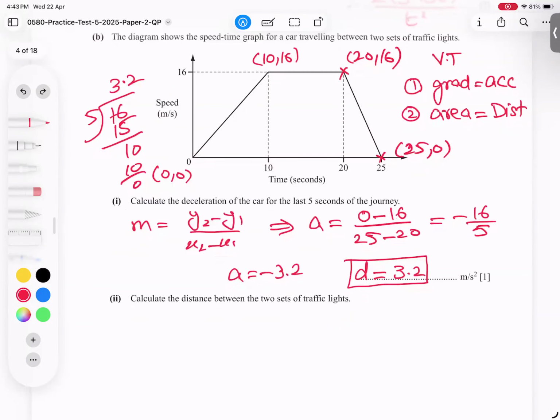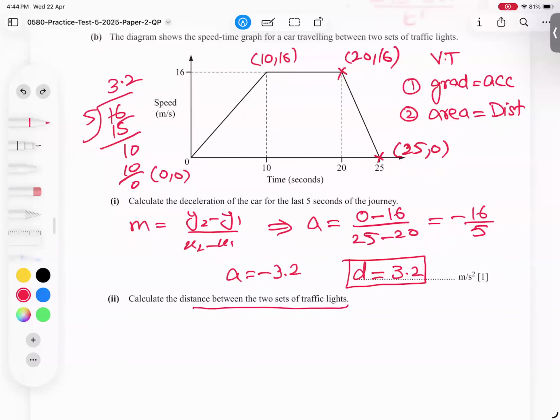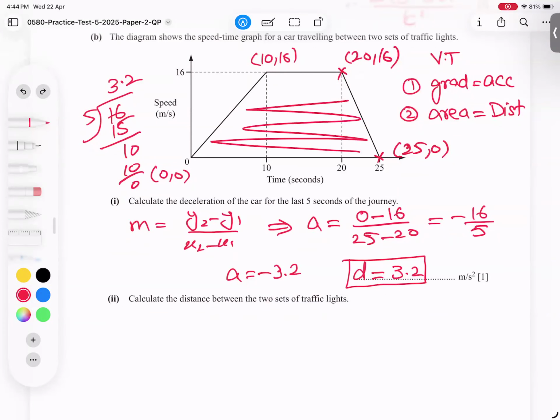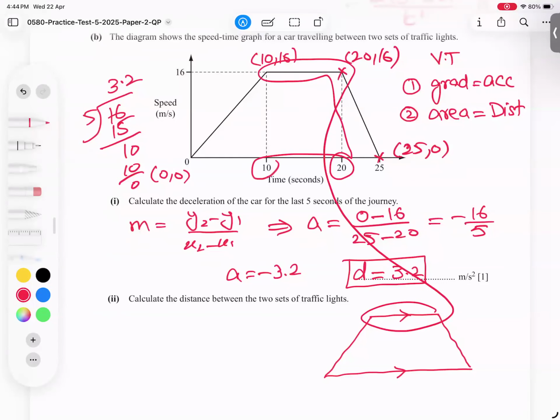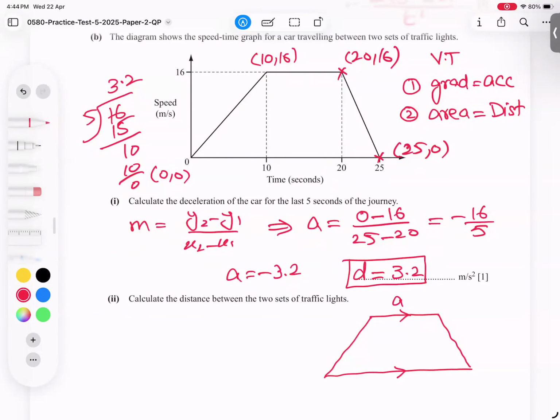Now the distance between the two sets of traffic lights. Basically, we are looking for the area of the full trapezium. I'm going to write the parameters first. You must know the trapezium formula, otherwise it's available in the formula sheet. What is this gap? This gap is the difference of 20 and 10. So this A is 10.